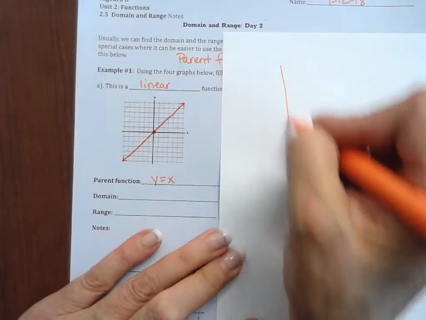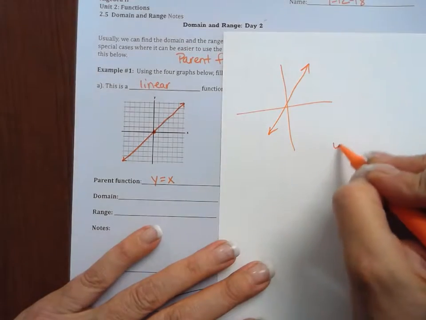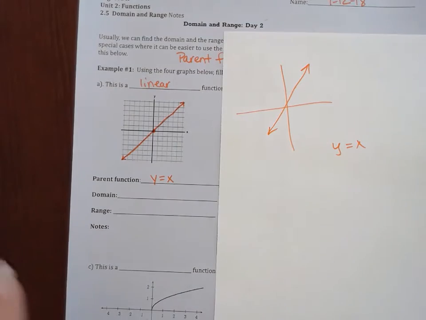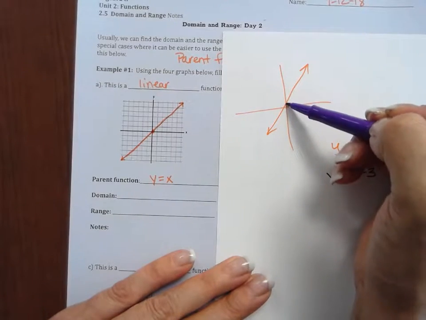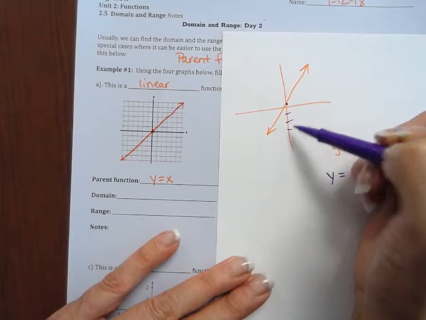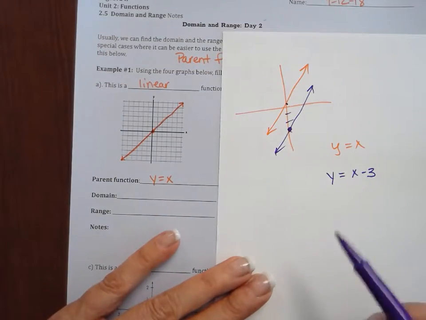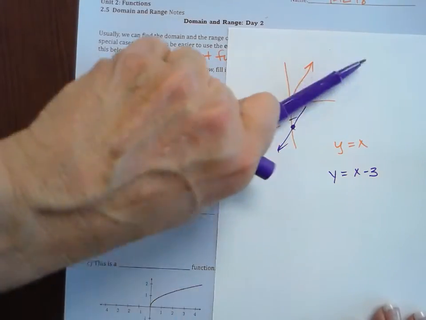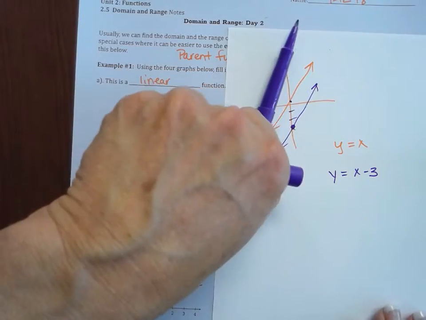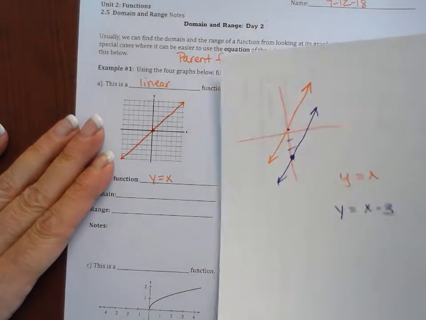Now, if I have y equals x, and if I had, let's say, y is equal to x minus 3, all that does is it moves it down 1, 2, moves it down 3, right? And if we change the slope, it just takes the parent function and it adjusts it based on what the slope is, all right? Does that make sense what a parent function is?